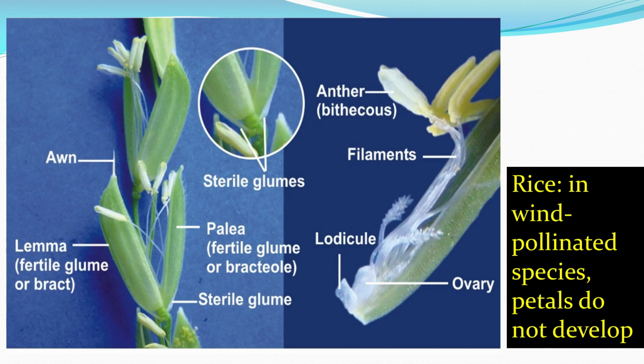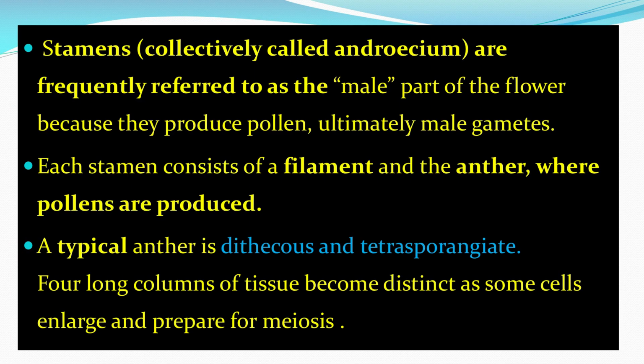and the anthers, beautiful anthers, 6 in number in each flower, right. They are highly swinging in the air and they shed their pollen, so that it can be collected by these feathery stigmas. Now, the next two essential whorls are the stamens and carpels, and the stamens are collectively called the androecium.